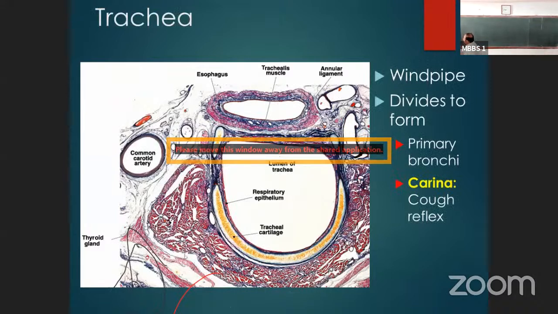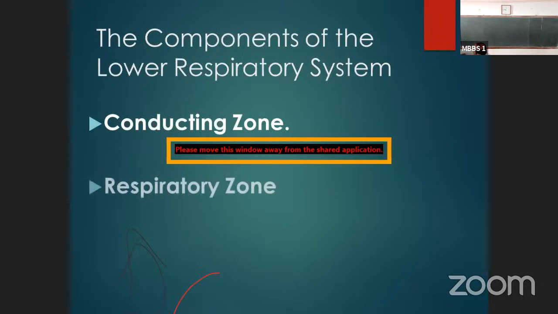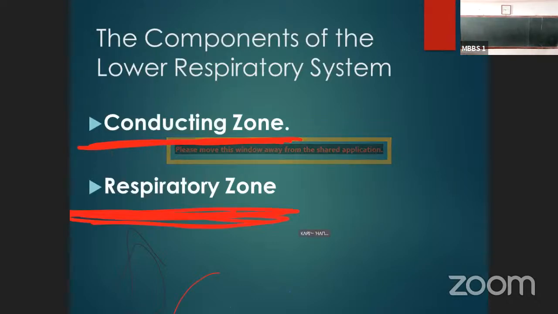This trachea is called a windpipe. It divides to form the primary bronchi, and again divides to form the secondary bronchi. This primary bronchi is also called the principal bronchi. That we will discuss in detail later. Now the components of the lower respiratory tract are again divided into the conducting zone and the respiratory zone. The conducting zone is nothing but it carries the air, and in the respiratory zone the exchange of the gases will actually occur.